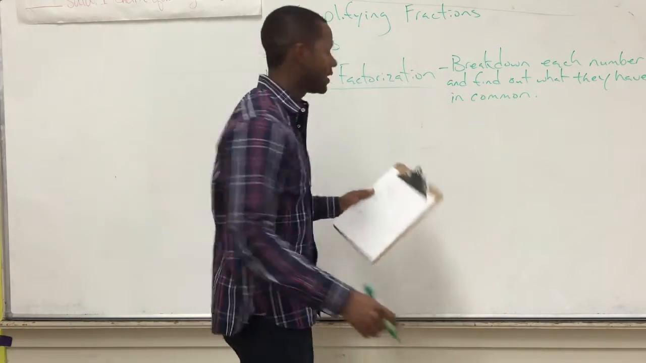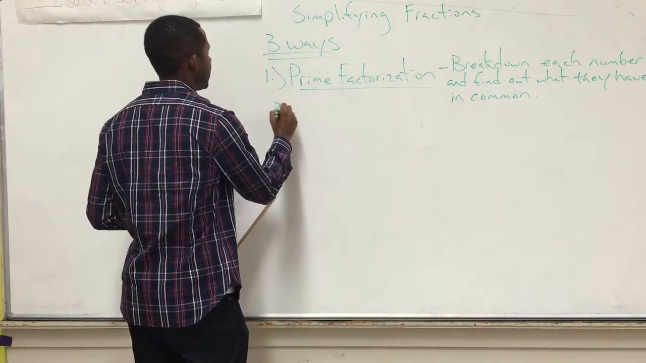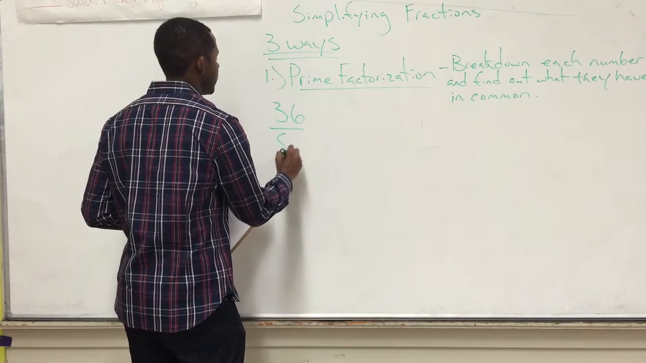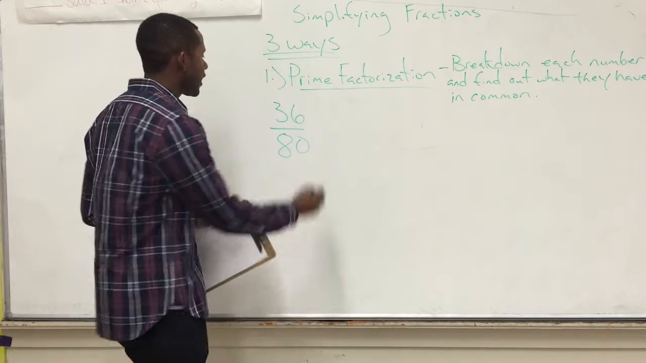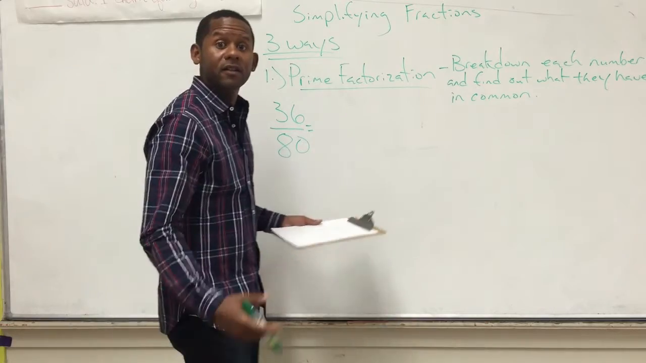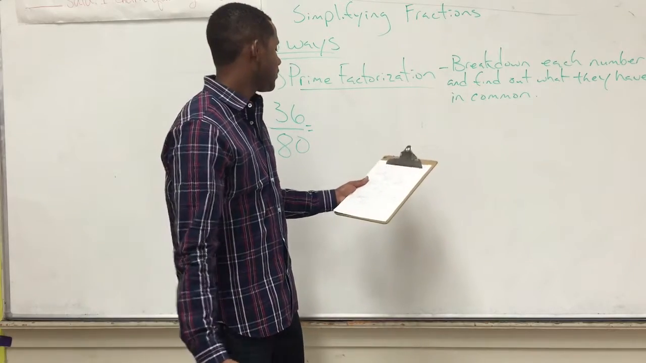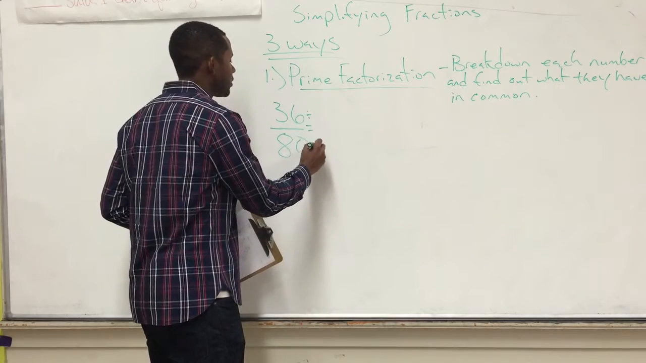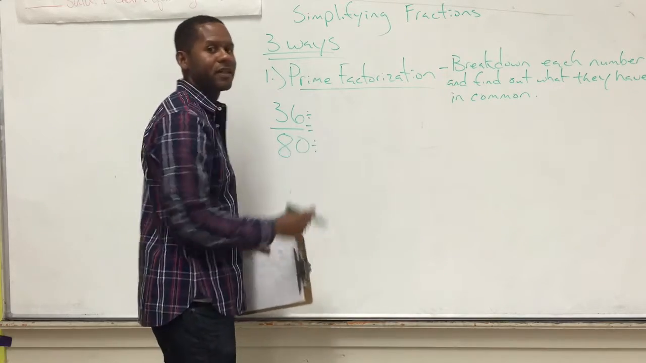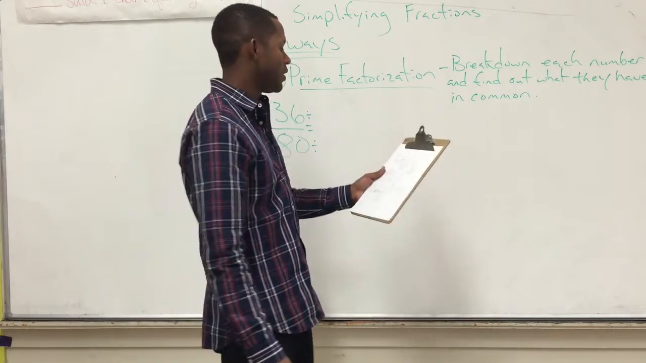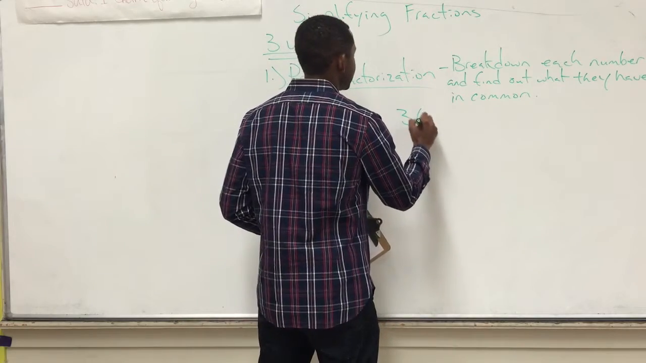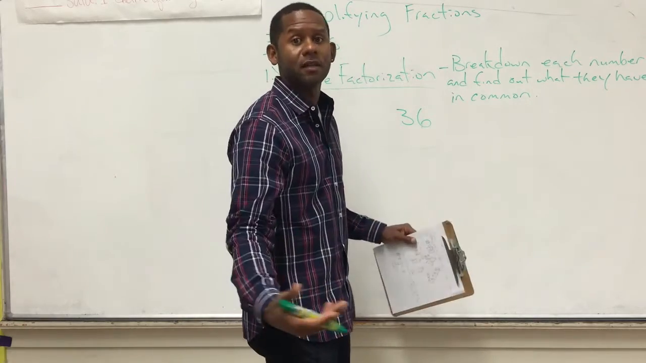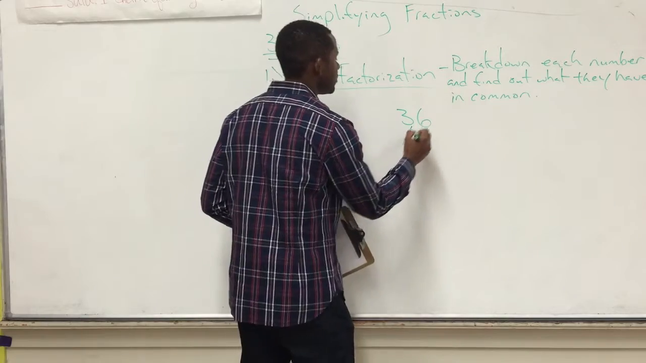Okay? So let's take an example of a problem. Let's take 36 over 80. Okay? I want to simplify this fraction. So I know that when I'm simplifying, I got to divide the top number and the bottom number by something that is the same. Okay? So I'm going to take 36 and I'm going to factorize it. I'm going to break it down into its prime factors.